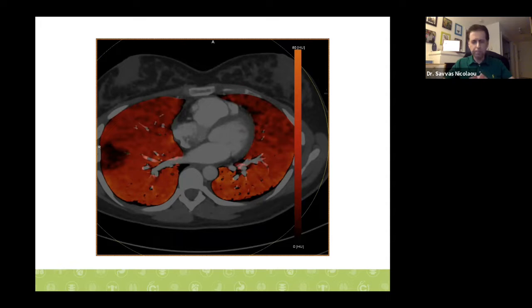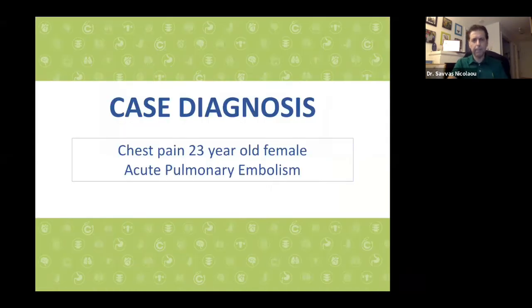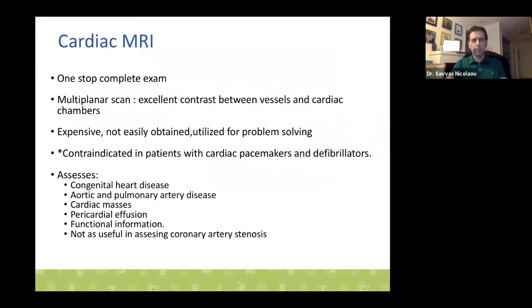particular case. Excellent delineation, color-coded images, giving us physiological in addition to anatomical information, where we can now see the lack of distribution of iodine, indicating the presence of an acute pulmonary embolic disease. 23-year-old female, acute pulmonary embolism.